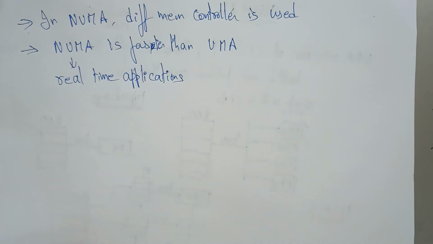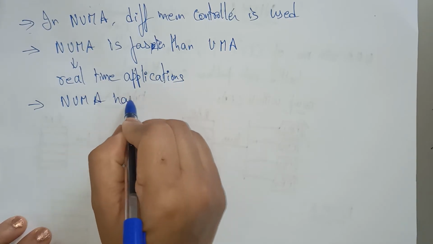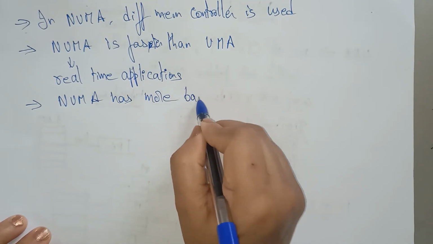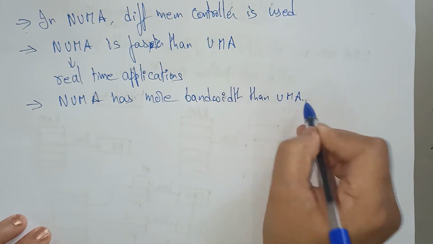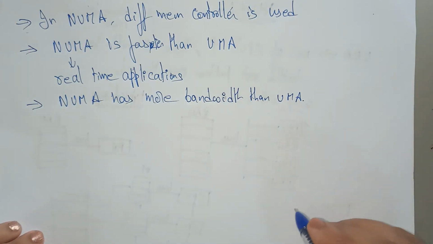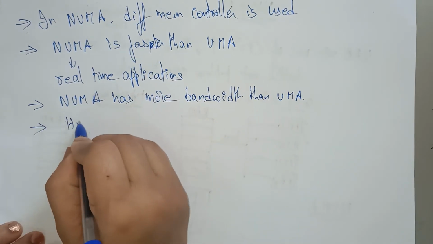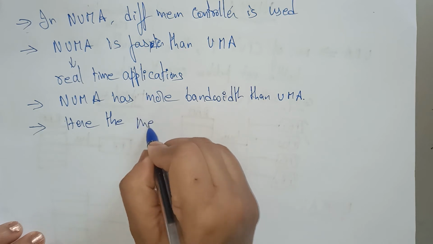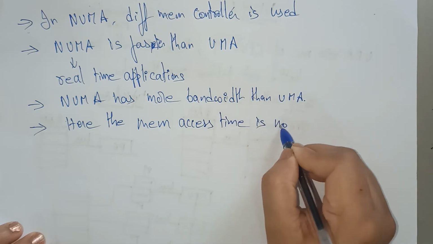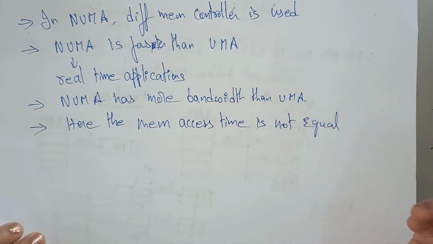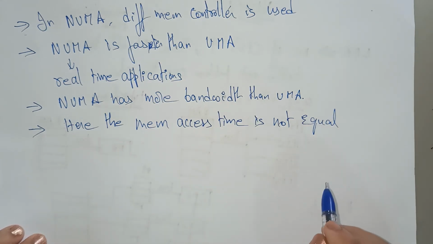Okay, so NUMA has more bandwidth than UMA. And here the memory access time is not equal. That's why it is non-uniform. If the memory access time is equal, then it is UMA. But here the memory access time is not equal.